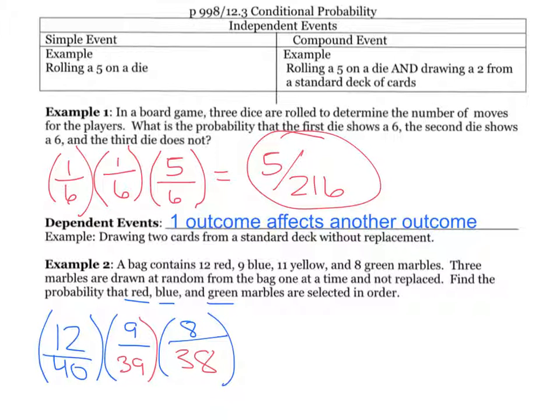And now it's the exact same process as we did before. We're just going to multiply. And when we multiply, we're also going to need to do some simplifying. When we simplify, multiply, and simplify, we're going to end up with 18 over 1,235 for our final answer.